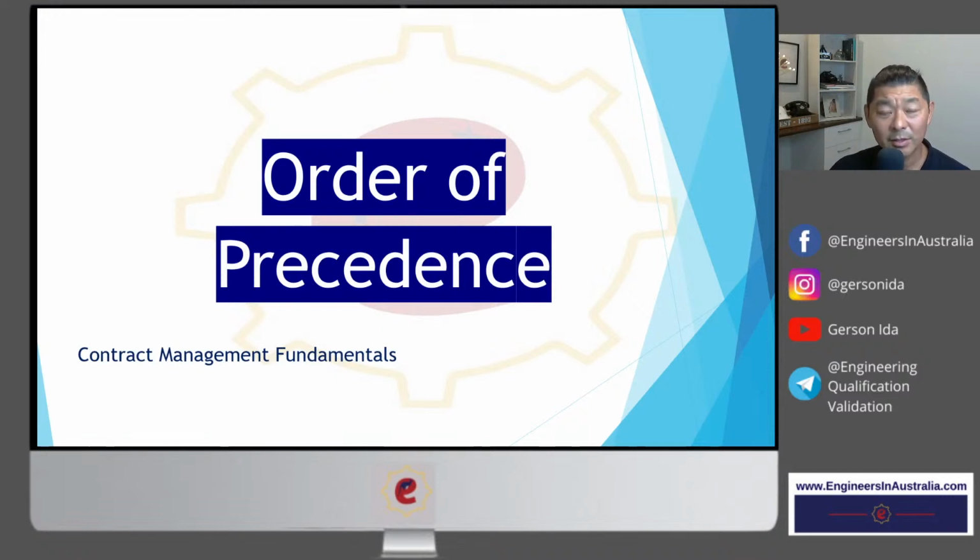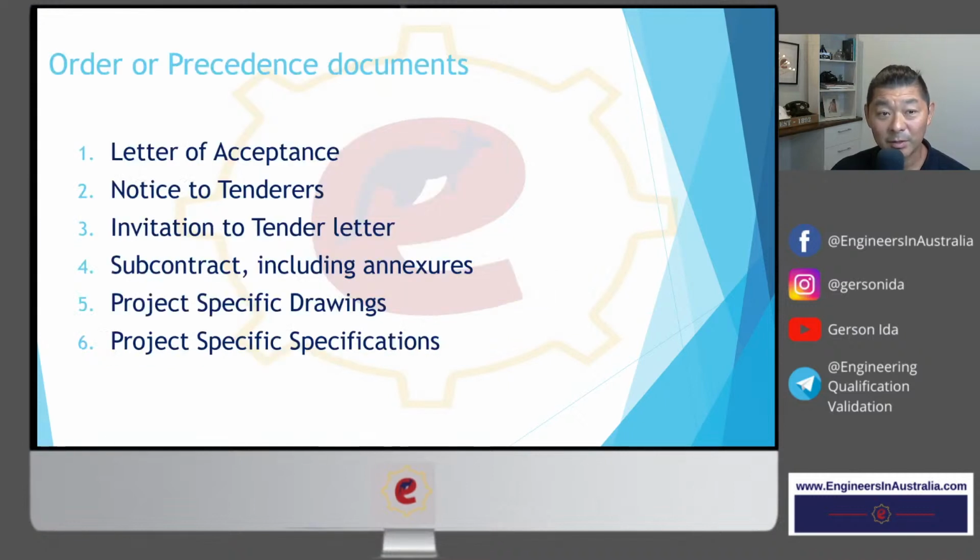Order of precedence is another item that I said we're going to talk about today. Very, very important, because you will use the order of precedence documents when you have some ambiguity or some doubts about what's in the contract. Sometimes you have conflicting information when you are managing a contract, and then to decide which information is the valid one, you need to use the order of precedence. So those documents there are in order of precedence.